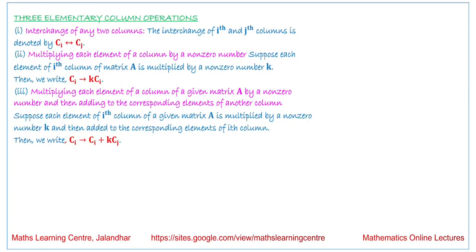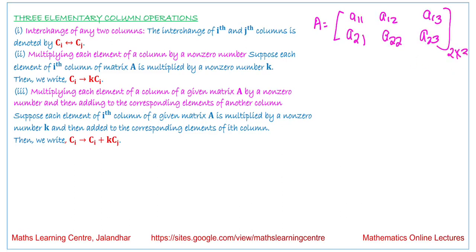Next are the three elementary column operations, corresponding to the row operations. Again, suppose we are talking about the matrix A. We write it as A11, A12, A13, and A21, A22, A23. This is a 2 cross 3 matrix.